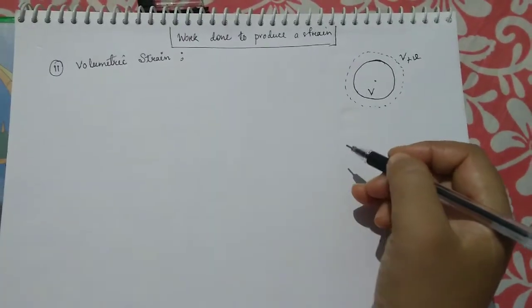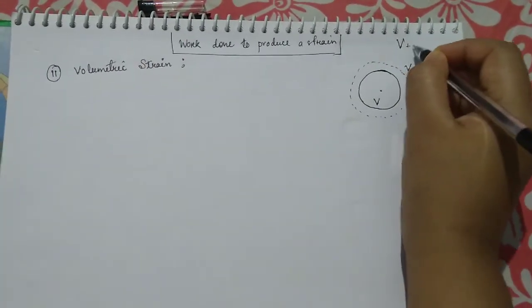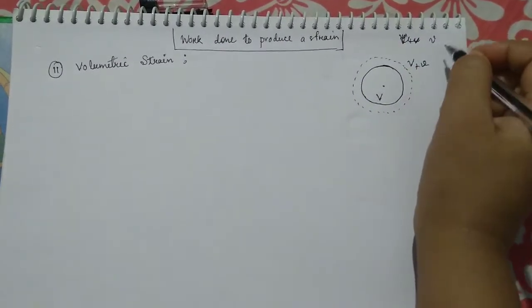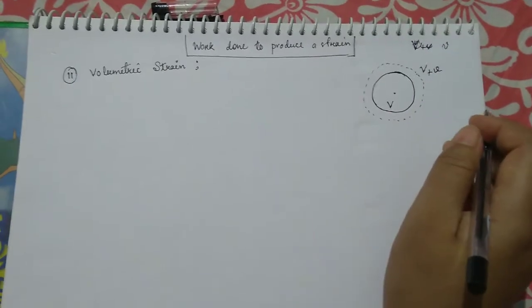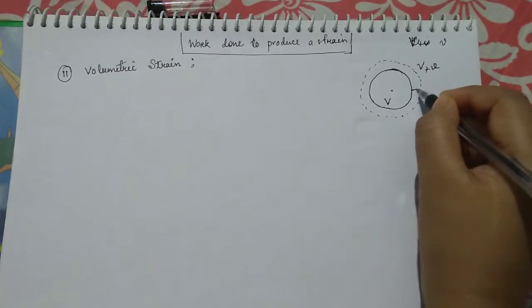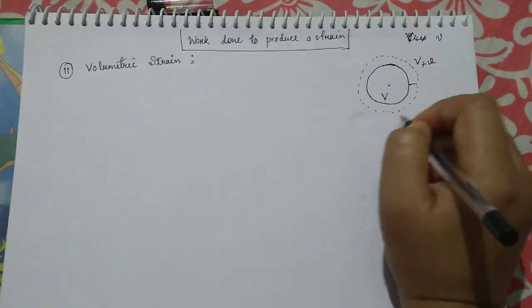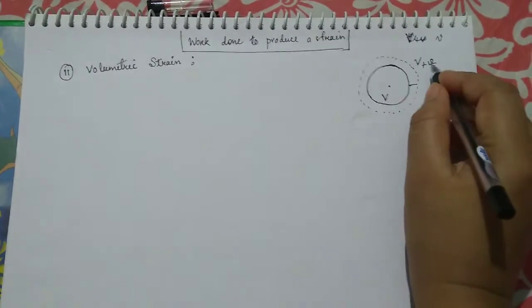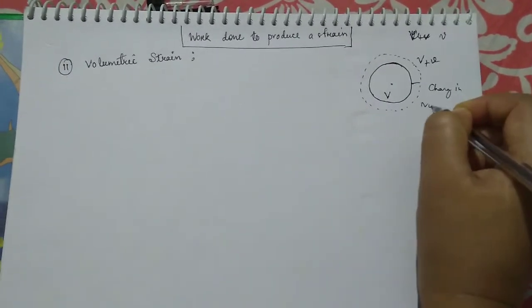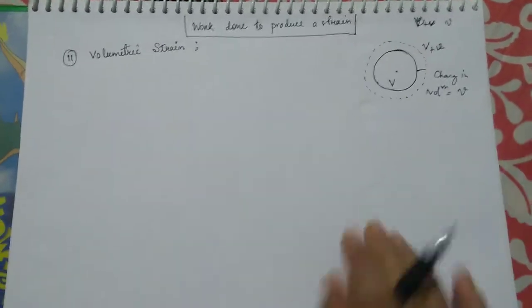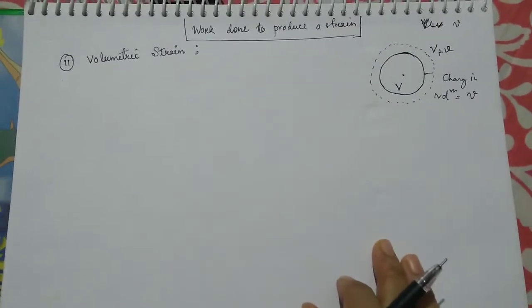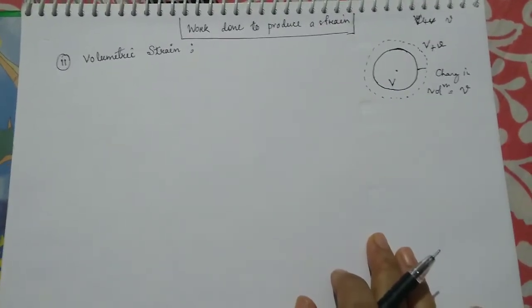So don't write it like V plus V, because that would be twice V. If you are writing small v, give it some curl, then it is small v. You can consider that the volume trapped between this dotted sphere and this solid sphere is small v. So the change in volume that we have aimed for is small v. Now we need to find out the amount of work to be done.